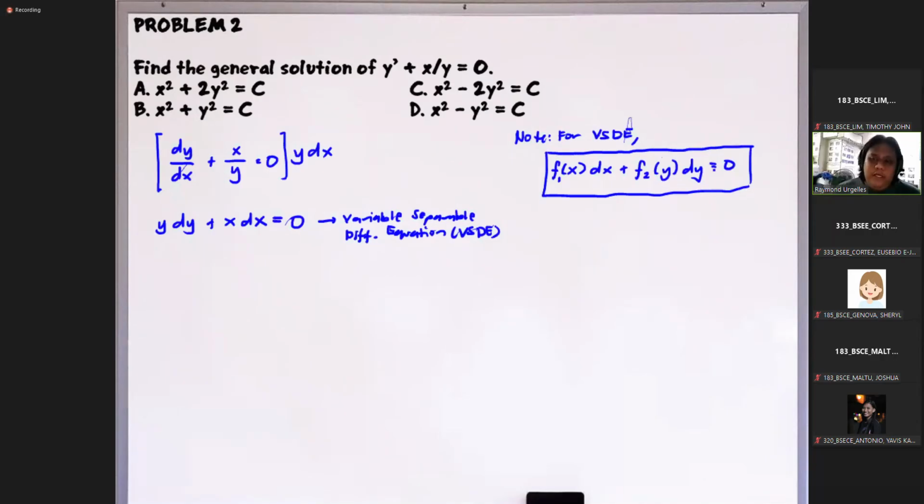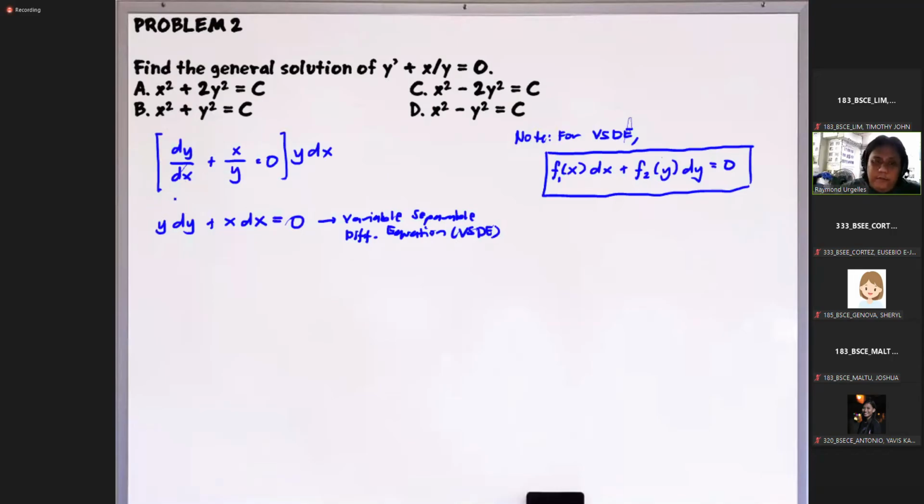Diba? So usually makikita natin 'to as, kasi kung isi-simplify natin yan, dy dx will be equal to negative f1 of x divided by f2 of y. Kaya basta may makita tayong fraction na function lang ni x, function lang ni y, pwede nating i-simplify yan bilang variable separable differential equation. And actually, this is the simplest form ng differential equation natin.